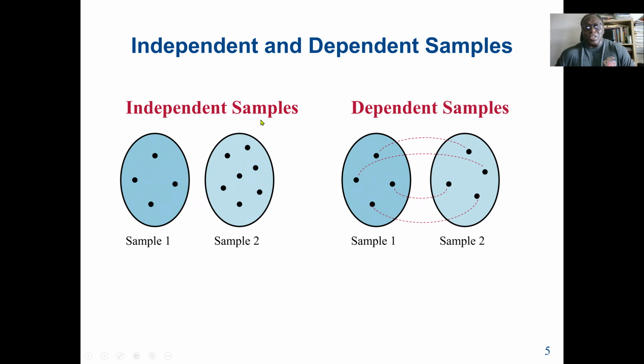Here we have independent samples, sample one and sample two. You can see that sample two is larger than sample one. In sample one, we have 4 items, and in sample two, we have 7 items. They are not related, they are independent. But in dependent samples, both sample sizes are the same and each member of sample one is related to a member of sample two. So this is a dependent sample. For independent samples, the sample size doesn't matter.